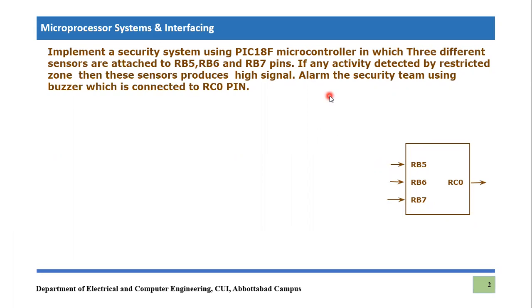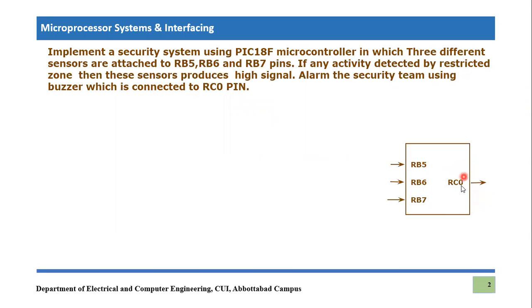If any activity is detected in a restricted zone, this means these sensors produce a high signal. Since it is a security system, if these sensors sense anything suspicious or any activity in the restricted zone, the sensor will produce a high signal, that means a logic 1 signal. And what this security system does is alarm the security team. So we have to alarm the security team using a buzzer which is connected to the RC0 pin.